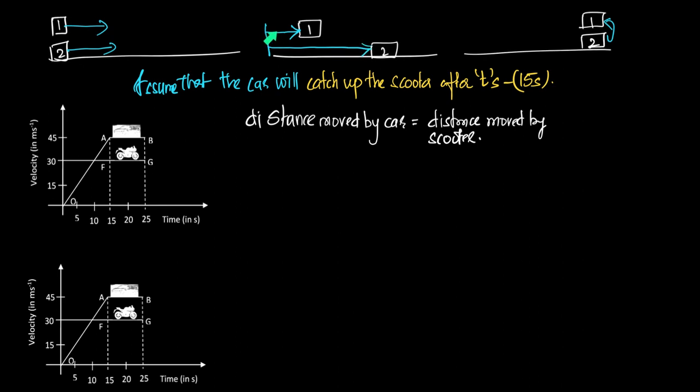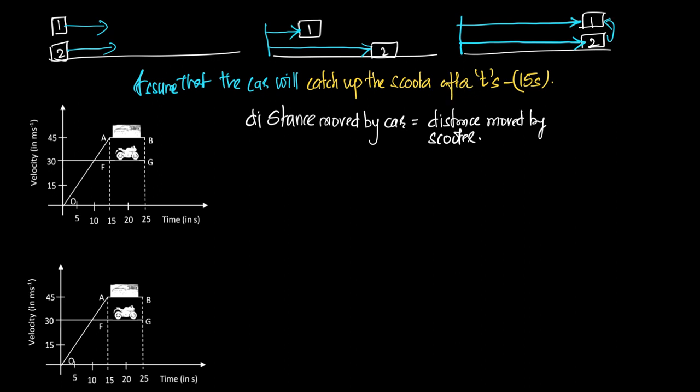So when the distance moved by 1 is less than that of 2, body 1 will stay behind body 2. But when the distance moved by 1 is equal to the distance moved by 2, what can we say? We can say that both of them have covered the same distance, or that 1 has started to overtake 2, or that 1 has caught up with body 2. Very similarly, when the car and the scooter have traveled the same distance, we can say that the car will catch up with the scooter. Alright.